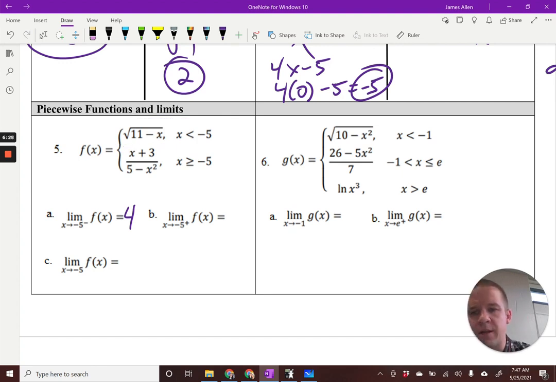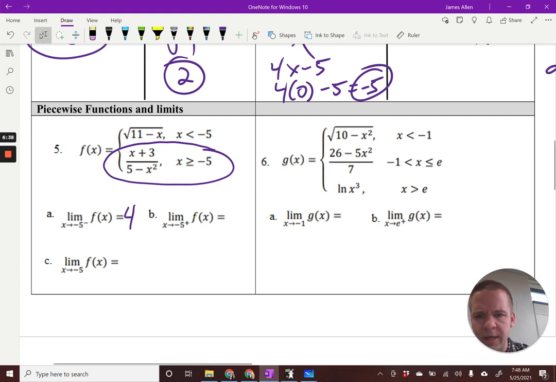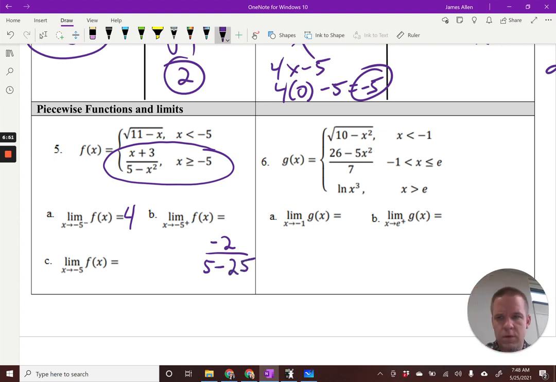Now, if I take a look at the next one here, we have the limit as x approaches negative 5 from the right. So now the right-hand side of the graph is going to look like this one here. All right, so let's see here. If I plug in negative 5, I'm going to get negative 2, and I'm going to jot down a little work here. Negative 2 divided by 5 minus, and if I plug that in, that's 25. So I'll have negative 2 divided by negative 20, so that's 1/10.